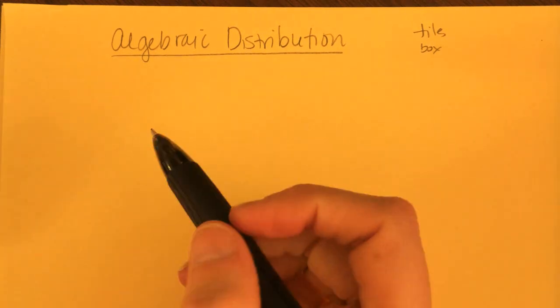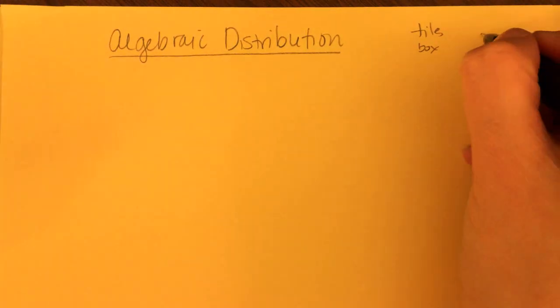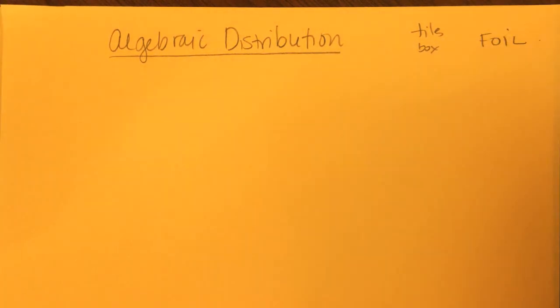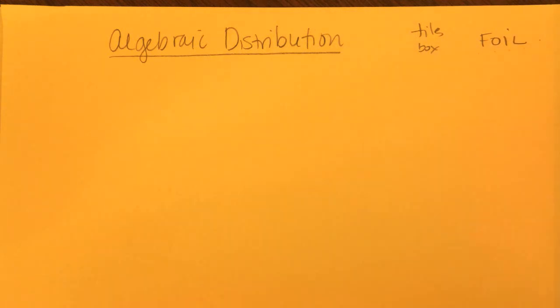So I'm going to do an example using the box, and then I'm going to show you what that looks like using this other method, algebraic distribution. Your parents may have heard of this method as FOIL, which stands for first, outer, inner, last. And it's a way for you to remember which terms you need to multiply together.